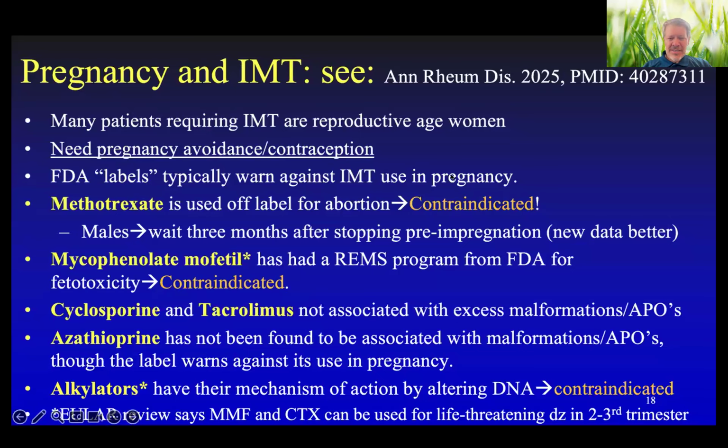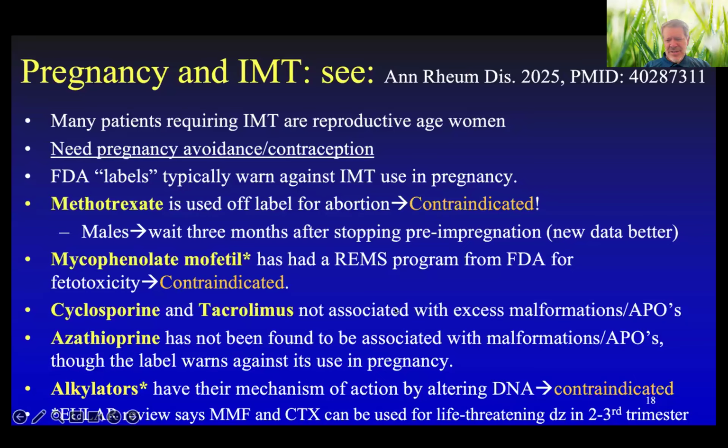therapy in pregnancy. Now, some agents like methotrexate, mycophenolate, and alkylators are frankly contraindicated. Methotrexate has been used off-label for abortion, and so it causes fetal loss and a high risk of problems. And even males have been advised to wait 3 months after stopping before impregnating their partner. Although there's some newer data, they weren't quite ready to loosen that statement, but it looked better than what had been thought.